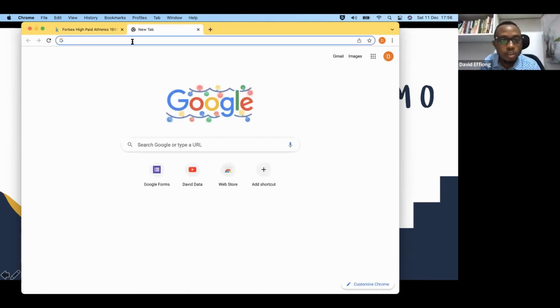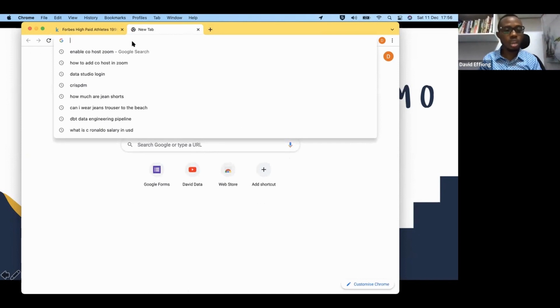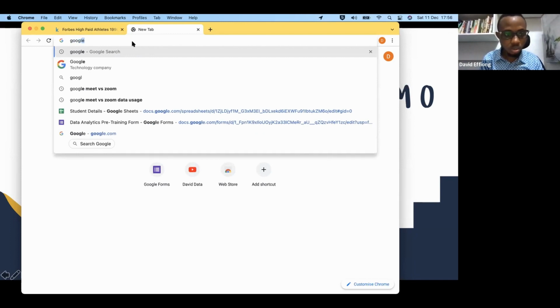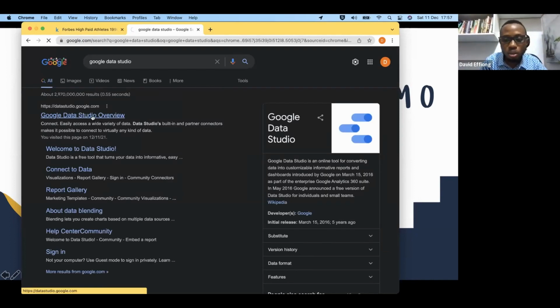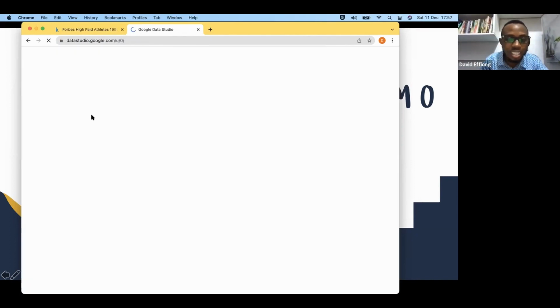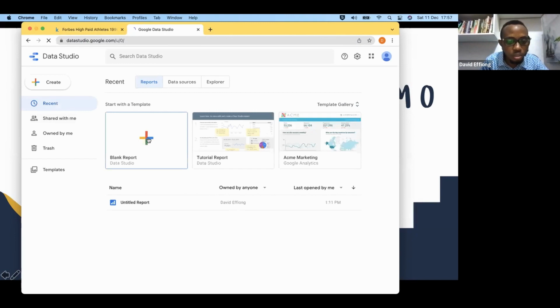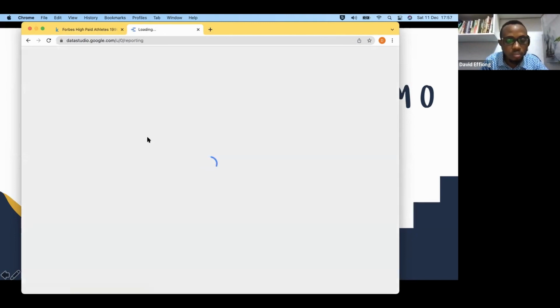So we'll just play with it in Google Data Studio and see how we can visualize the data, just play with it briefly. So I'll go to Google Data Studio. Google Data Studio is free. Once you have a Google account, you can log into it and play with several data sets in it. Have fun with it.